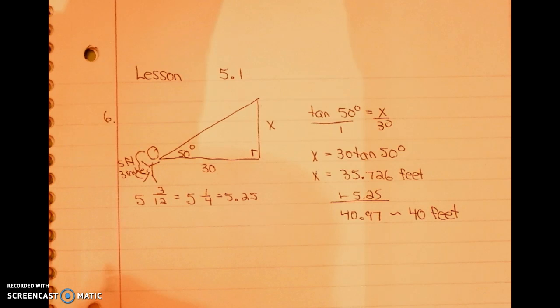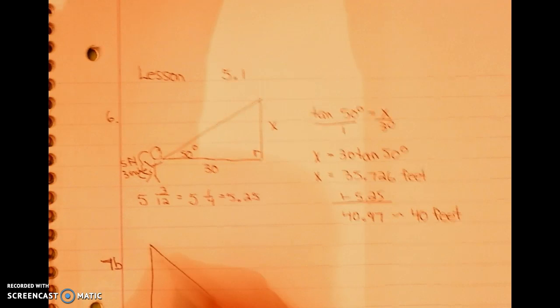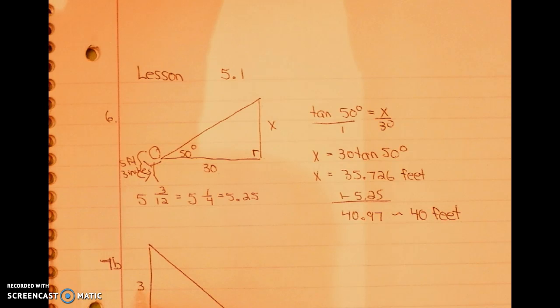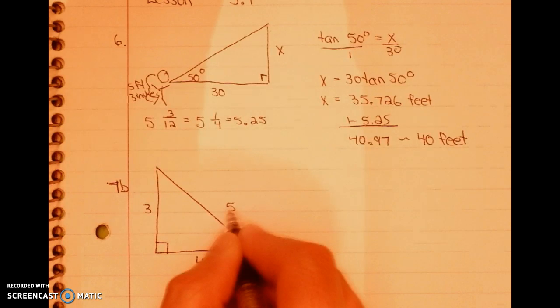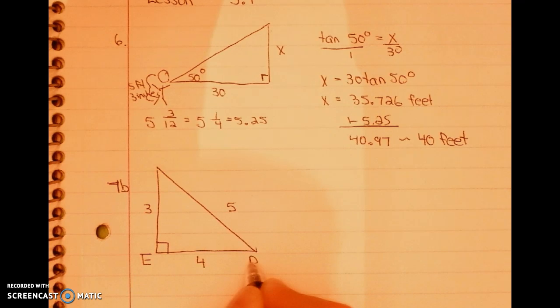Next question was 7b. It said find the exact values, explain why these values are equal. So let me again just draw out that picture. We have this side is 3, this is 4, we have to go and find 5. And I'll label the sides.